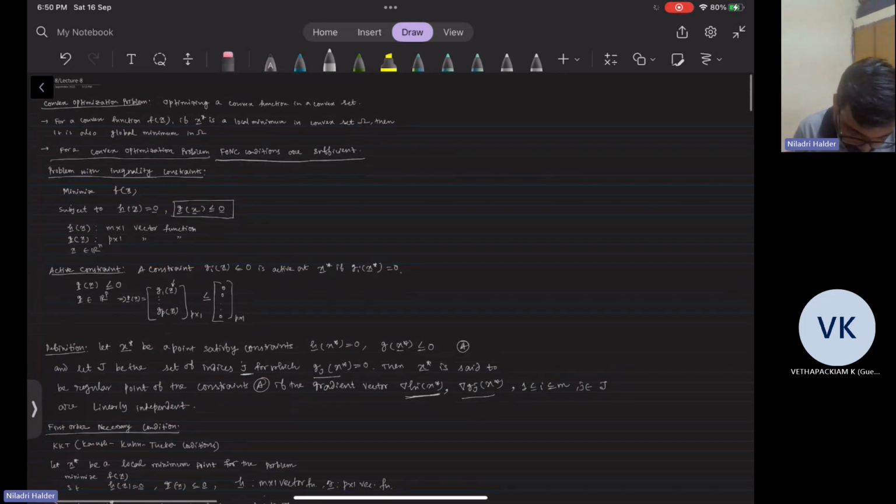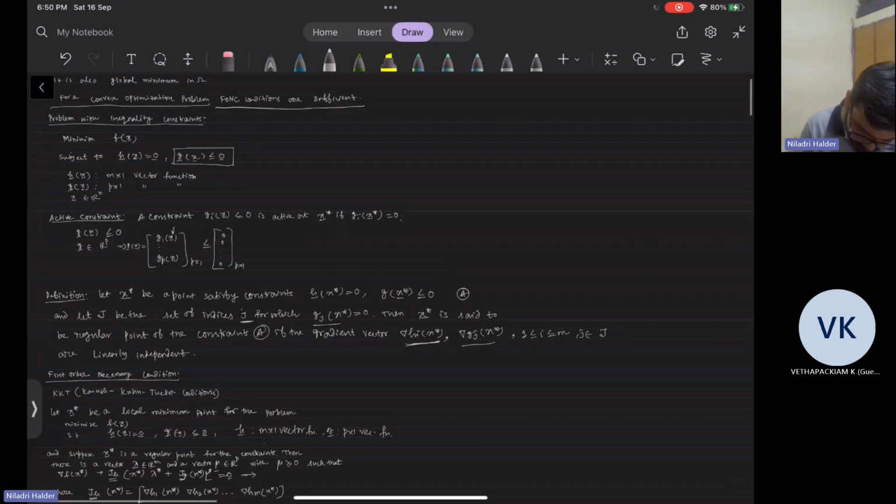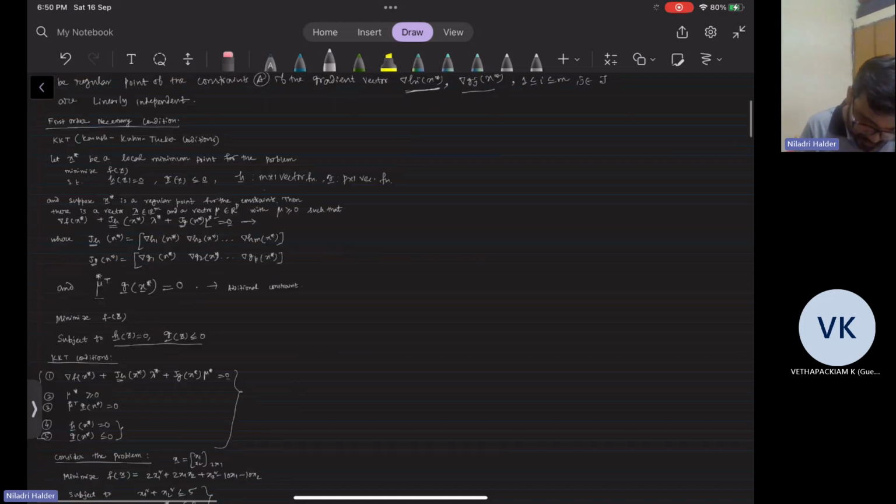So at the beginning I told what a convex optimization problem is, and what the advantage of the convex optimization problem is. For the convex optimization problem, the local minimum itself will become the global minimum, and we need not check the second order sufficient condition. First order necessary condition itself is sufficient. And so this is the first order necessary condition.